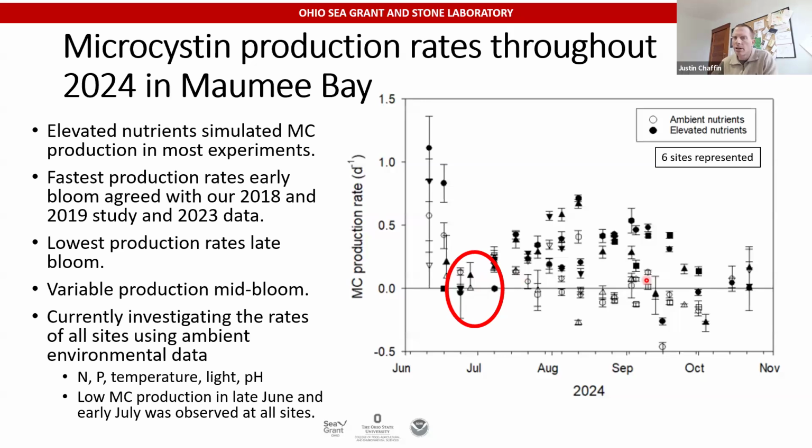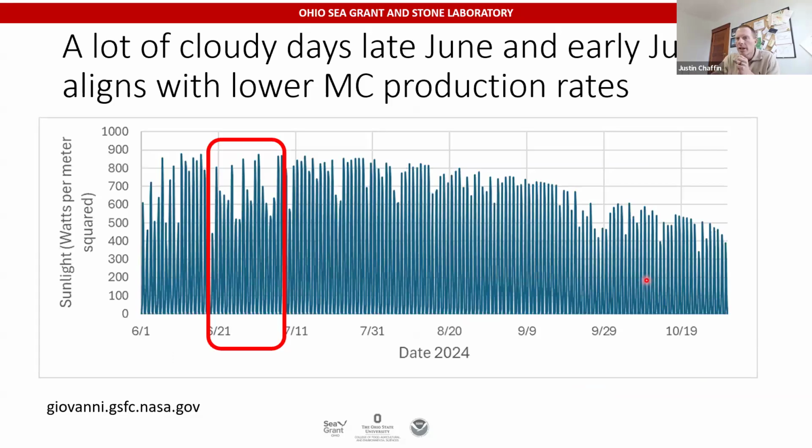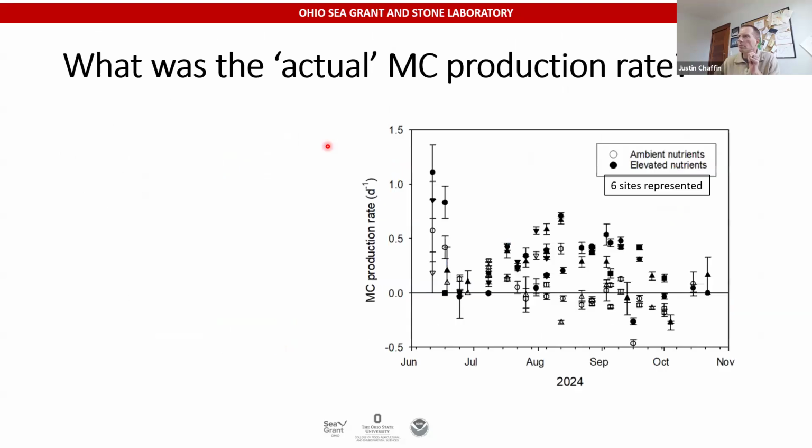One factor we want to look at is light intensity. If we look at the amount of sunlight that was hitting the Western Basin, we see that there were a lot of cloudy days in late June and early July. This aligns pretty well with the lower microcystin production rates that we measured in our experiments. We know that Microcystis likes high light levels. It needs high light levels to grow and to produce microcystin. So these cloudier days could have been hampering microcystin production, although, again, we're looking into a lot of other factors too.